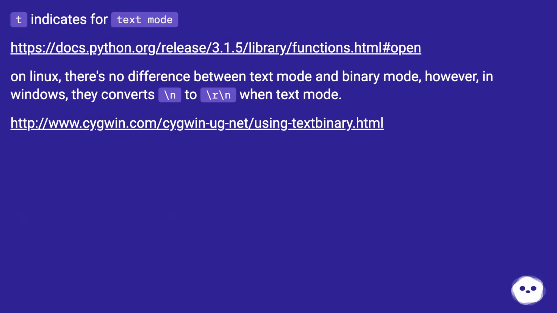t indicates text mode. On Linux, there's no difference between text mode and binary mode. However, in Windows, it converts \n to \r\n when in text mode.